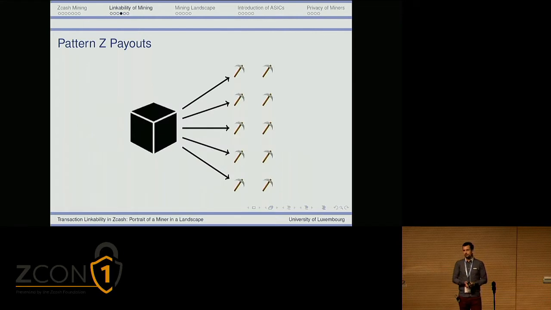On the other hand, in pattern Z payouts, as I have said earlier, we have transactions that don't have any public inputs, but have lots of public outputs on the other hand. In this case, our heuristic is based on a sort of overlapping sets technique, where we choose again a fixed block period, and then in this fixed block period, we find a transaction that looks like a pattern T transaction, and we fix that as our starting transaction.